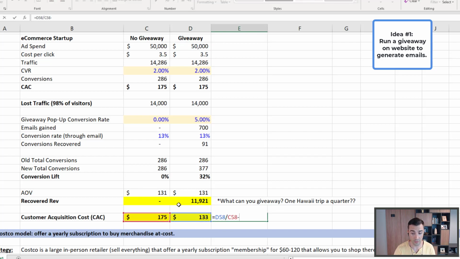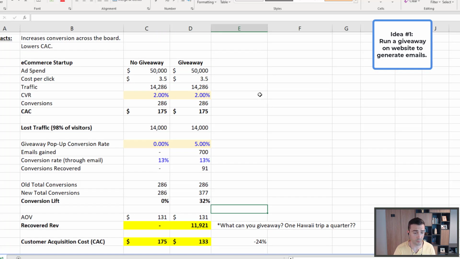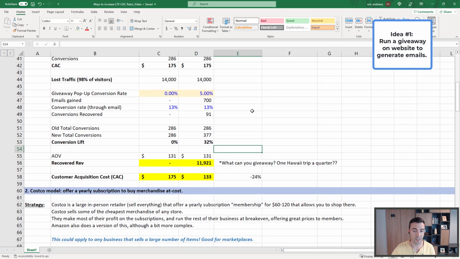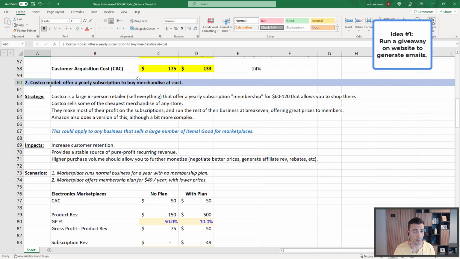So your CAC goes down by 25% because of that giveaway. So that's the way you can basically reduce your CAC and probably increase your value per website visitor using a giveaway. Idea number 2, Costco model.